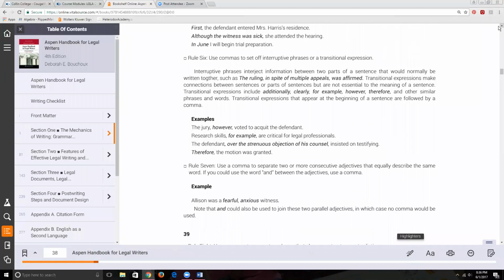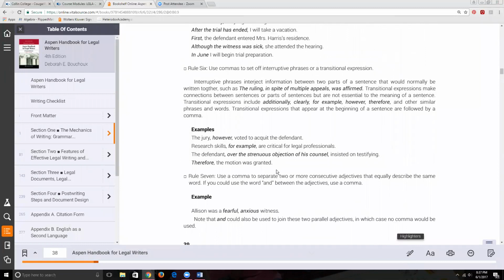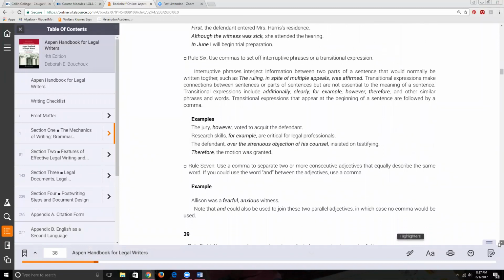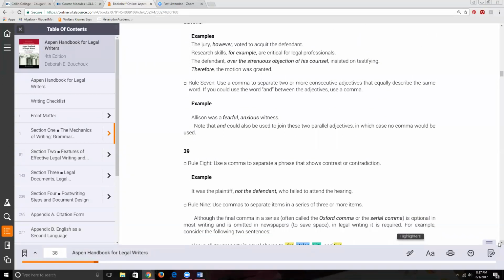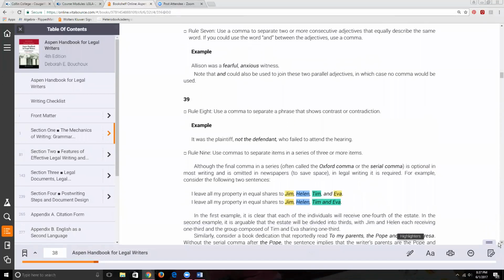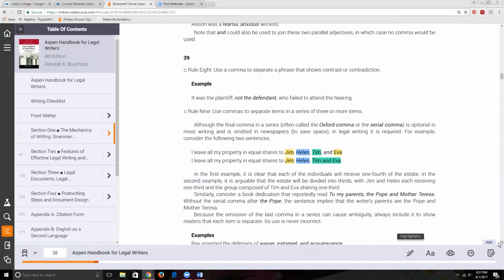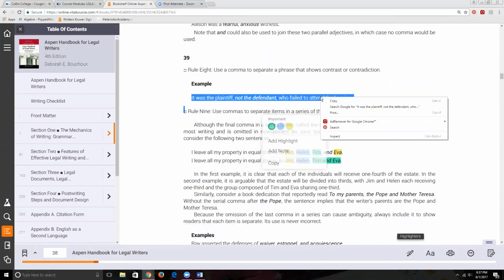So I think we're done with Rule 6. Now, we've already talked about Rule 7 in the first lecture, and we have not talked about Rule 8. This is similar to an interruptive, and in fact, I think there might be times where you might not be sure which rule applies. Rule 8 says, use a comma to separate a phrase that shows contrast or contradiction. It was the plaintiff, not the defendant, who failed to attend the hearing.